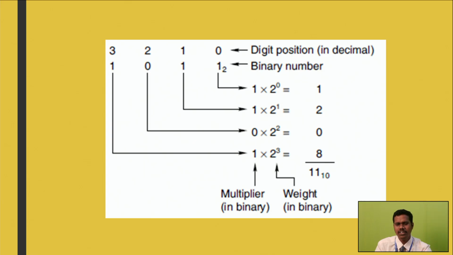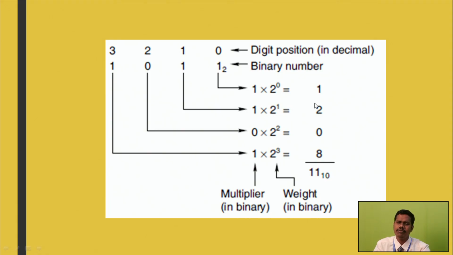Here is a sample representation. A binary number that contains a combination of zeros and ones. Here the rightmost digit has the value 1. So 1 into 2 power 0. We already know that anything power 0 is 1. So 1 into 1 gives the result 1. The next digit on the left side is 1, at digit position 1, so 1 into 2 power 1. Here the 2 represents the binary number system. So 2 power 1 gives the result 2.